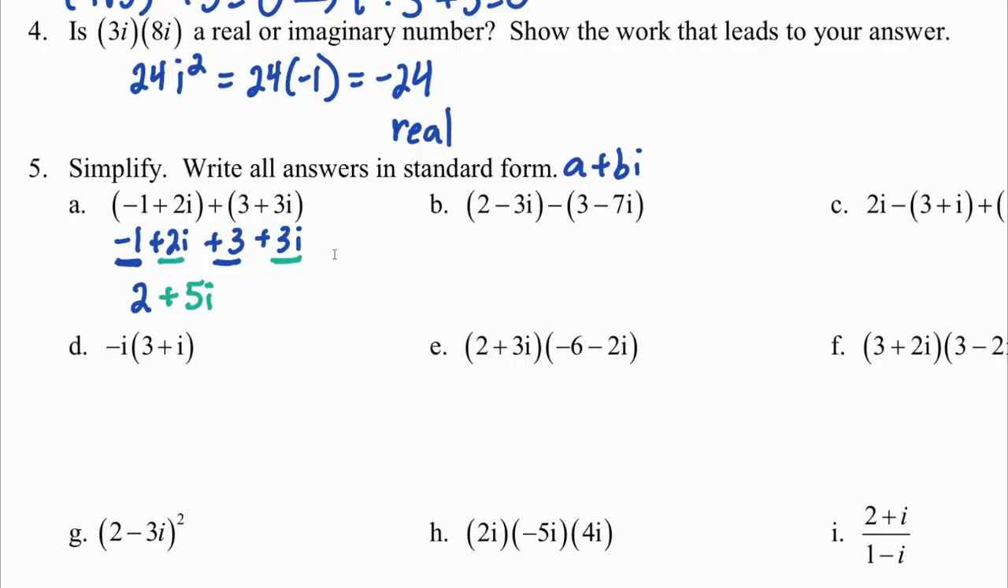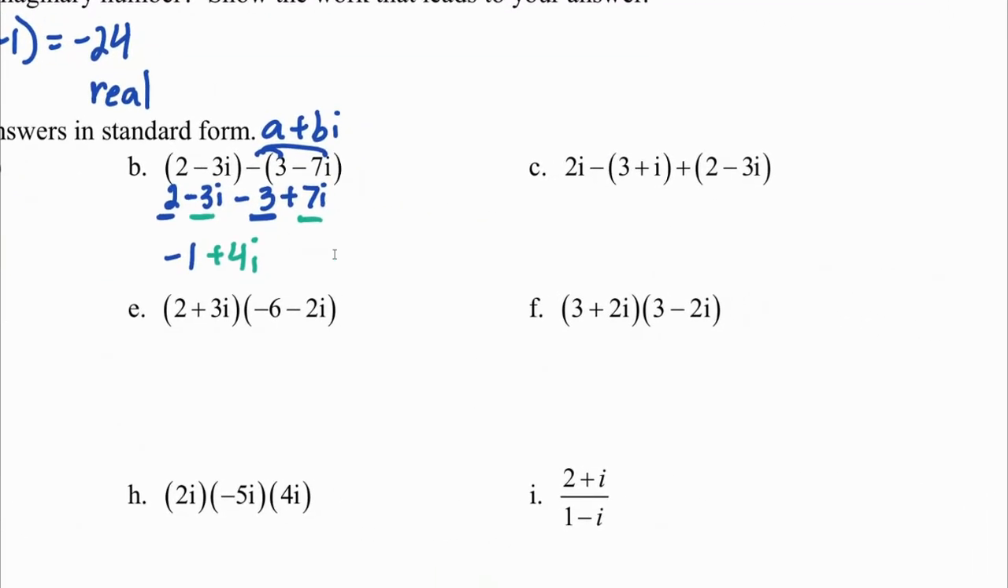Now, on the second one, because they're split by a subtraction symbol, I do have to be a little bit more careful here because I do need to distribute that negative. It's going to change the signs of everything behind it. So it's going to become minus 3 and plus 7i. But once I do that, I can combine my like terms like I did before. So 2 minus 3 is going to be negative 1. Again, we want to write that first because that's the real component. And then we'll do negative 3i plus 7i to get plus 4i. And so that would be our answer.